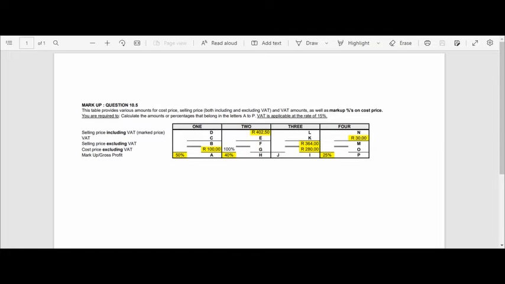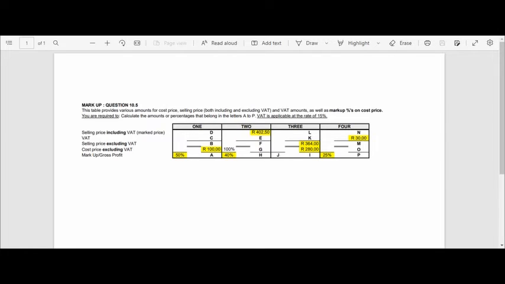Wow, that sounds complicated, but as you'll see, it is not really that complicated. You are required to calculate the amounts or percentages that belong to the letters A to P, and they say that is applicable at the rate of 15%. So all those letters A, B, C, D, E, F up until P, we have to go and calculate. All right, ladies and gentlemen. So on the left-hand side of that table, we can see we've got the selling price including VAT.